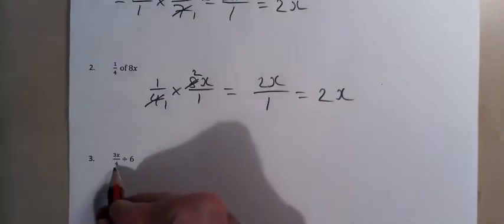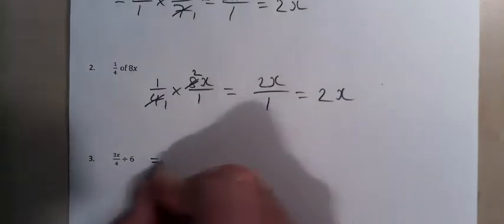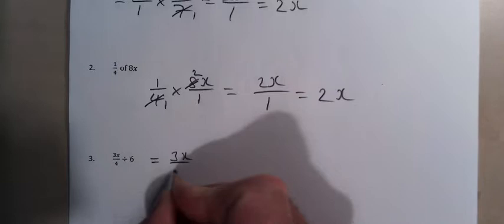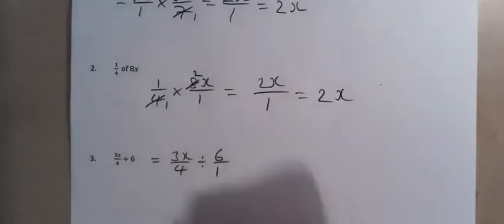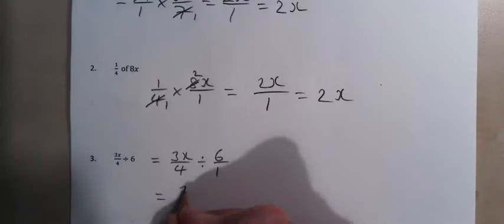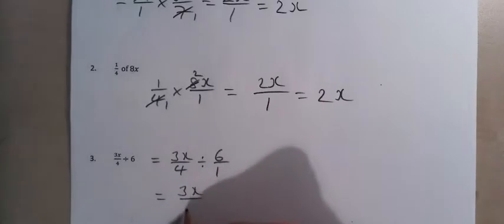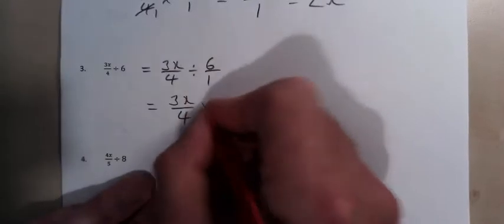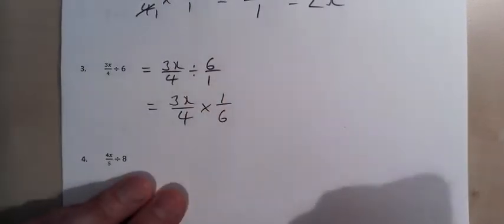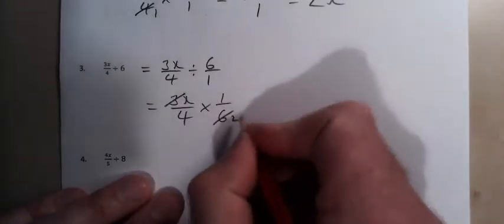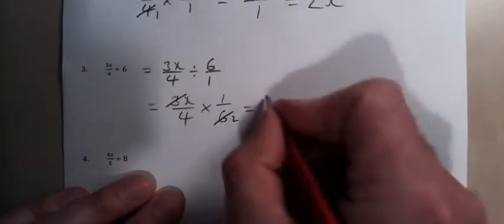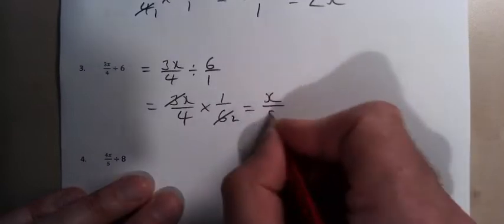Alright? 3x over 4 divided by 6. That's the same as 3x over 4 divided by 6 over 1. That, of course, is the same as 3x over 4 multiplied by 1 over 6. What do we have cancels? The 3x and the 6 are going to cancel. That goes to a 1. That goes to a 2. x times 1 is x. 4 times 2 then is 8.